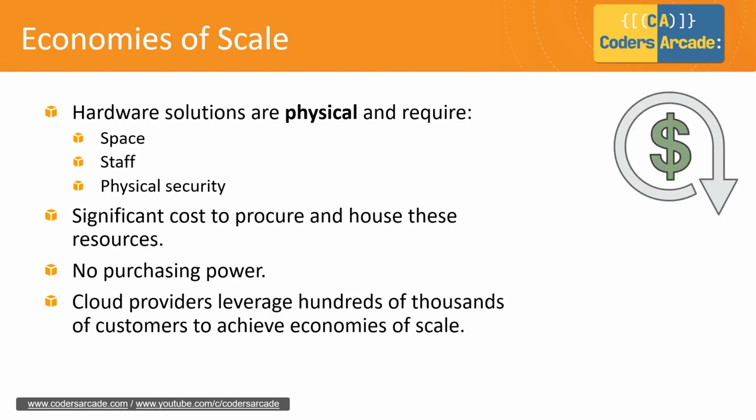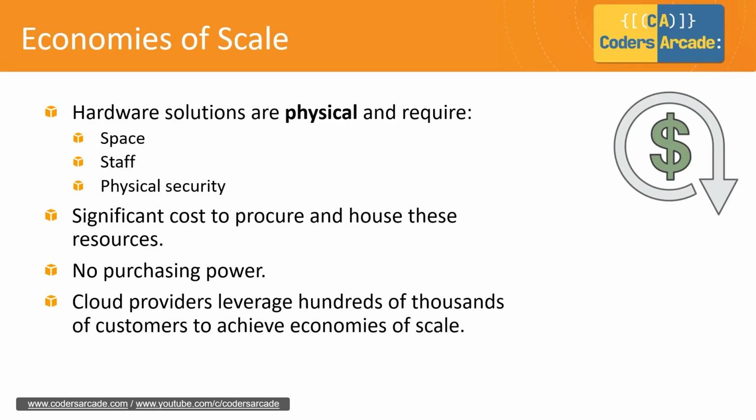Data centers require hardware solutions which are physical and require space, staff, and physical security. Significant cost and time is associated with the procurement of these resources. Additionally, purchasing power is limited to the size of their individual purchases. Correct? In contrast, users from hundreds of thousands of customers are aggregated in the cloud. Providers such as AWS can achieve higher economies of scale, which translates into lower pay as you go prices. So, the more the number of customers, the less is the pay. That's a very good benefit.